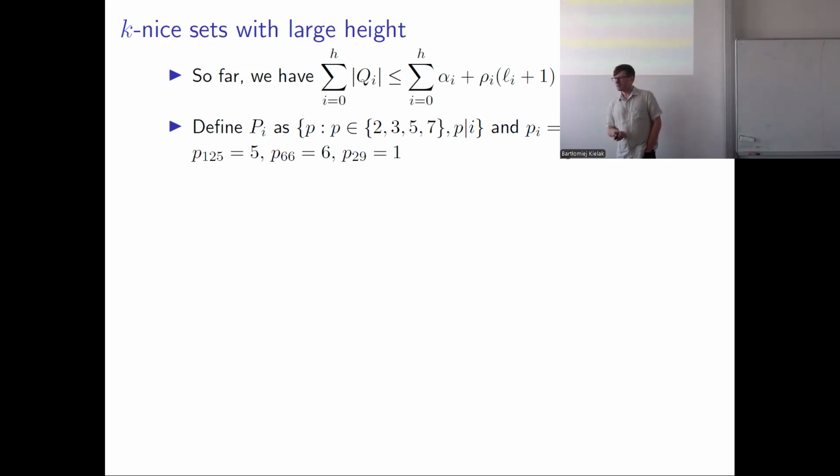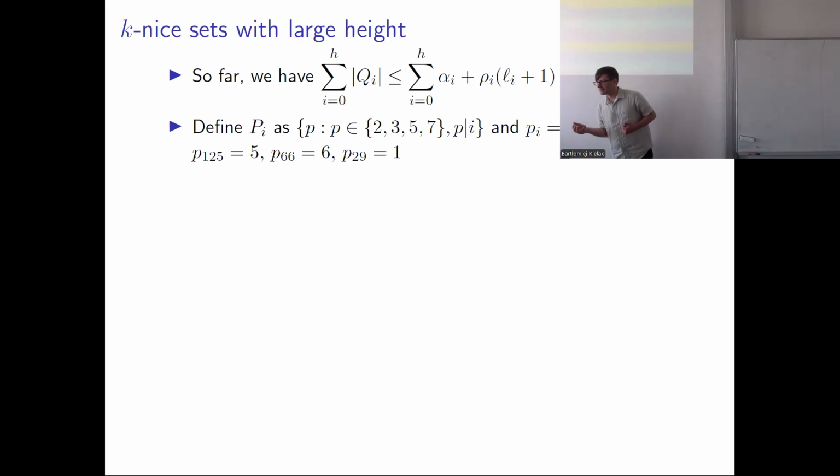But what is the problem? The problem with this sum is that those alpha i's are kind of unpredictable. Alpha i's and rho i's are as unpredictable as the prime numbers are. So in order to make things more structured, we can focus only on some divisors of i. Instead of taking all prime divisors, we only take those which are from the set 2, 3, 5, or 7.